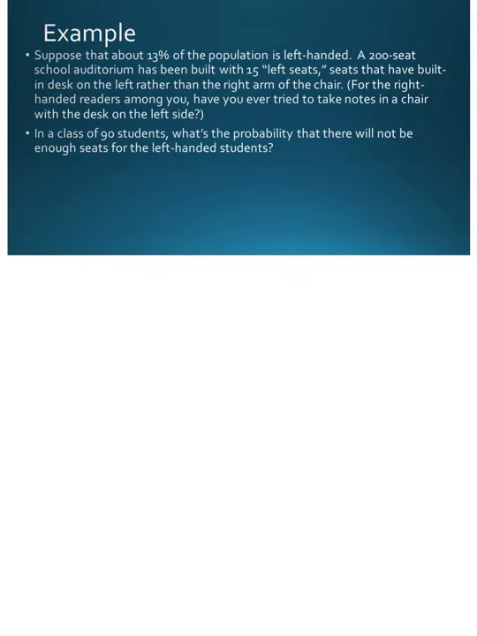Guess what? We get to try another one. Woohoo! This time, we are going to suppose that about 13% of the population is left-handed. A 200-seat school auditorium has been built with 15 left seats, meaning seats that have a built-in desk on the left rather than the right arm of the chair. For right-handed readers among you, have you ever tried to take notes in a chair with the desk on the left side?